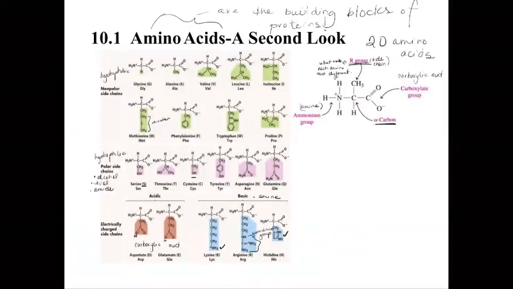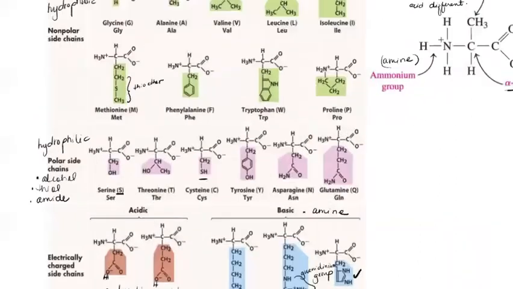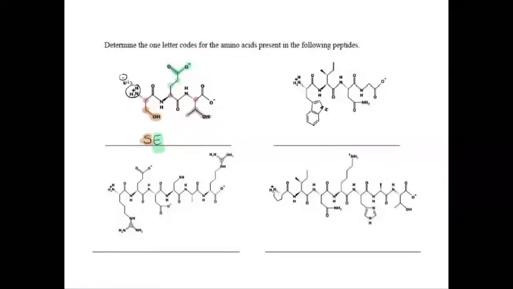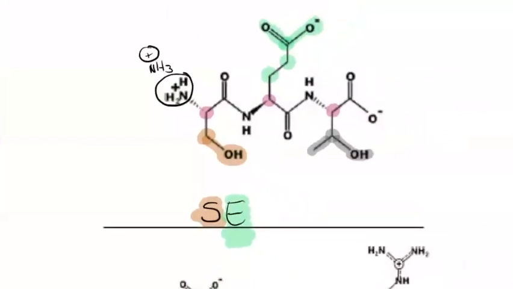Threonine specifically is going to have the T as its one-letter code. So the last amino acid is T for threonine. Okay? And that's how you determine the one-letter codes for amino acids.